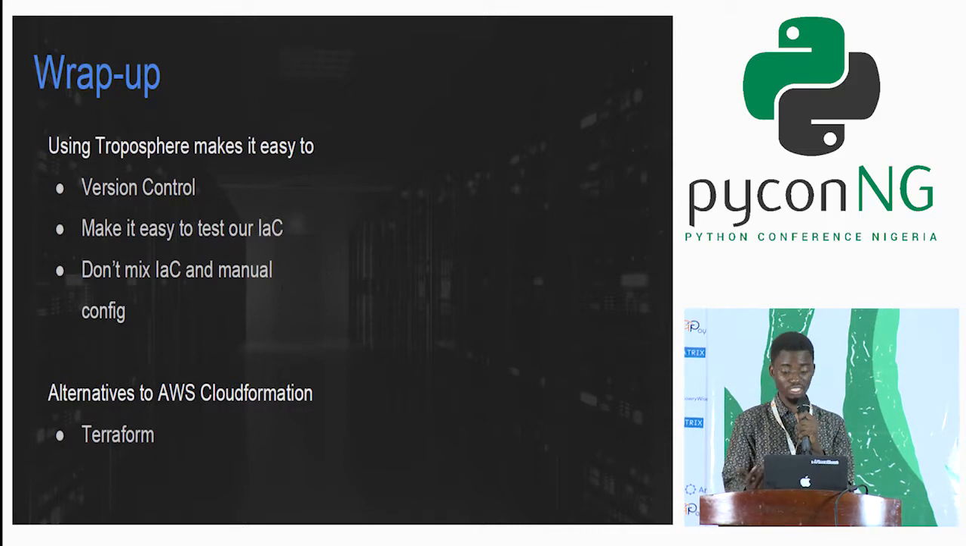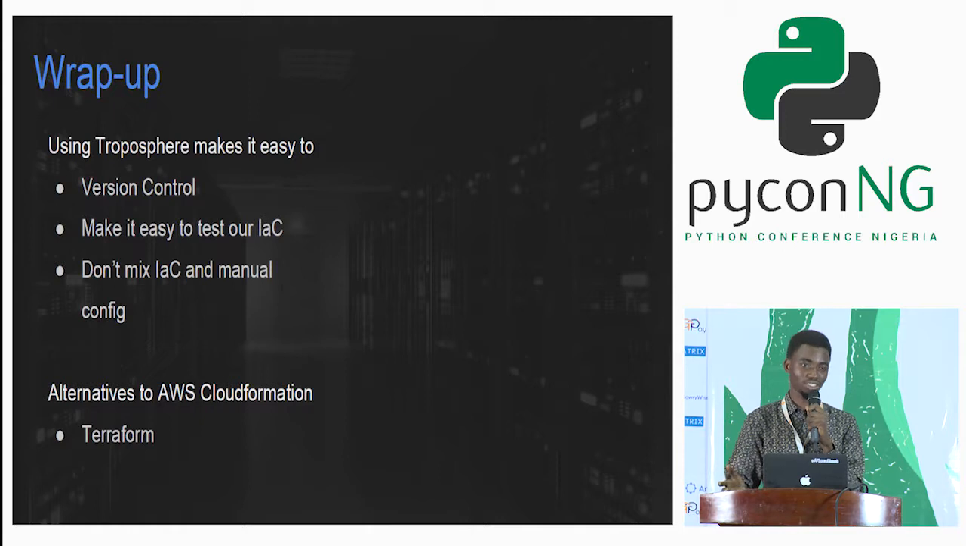And then it makes it easy for you to test your infrastructure as code. So unlike JSON, you can't test your JSON output, but you can test your Python code. So it enables you to check for any errors, or perhaps someone forgot something. It gives the opportunity to check. And then it also allows you not to mix your infrastructure as code and manual config.